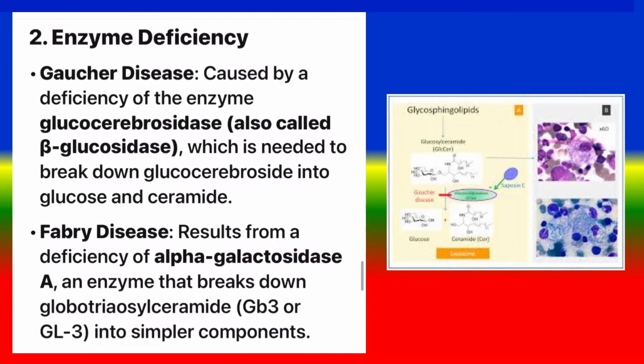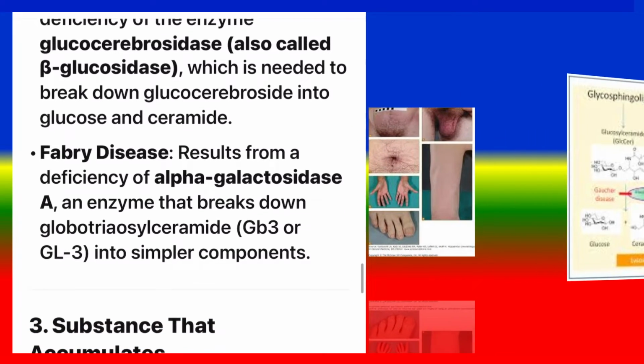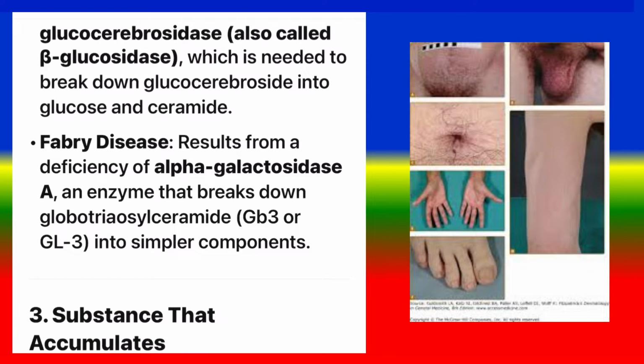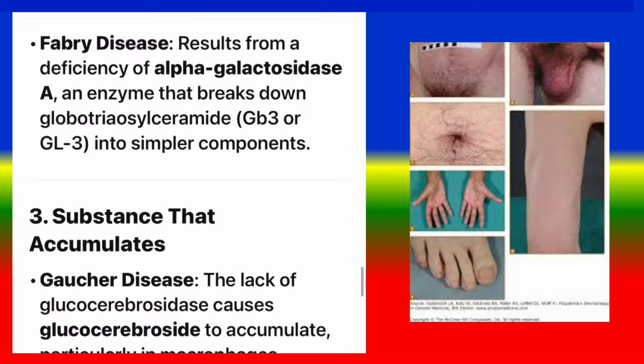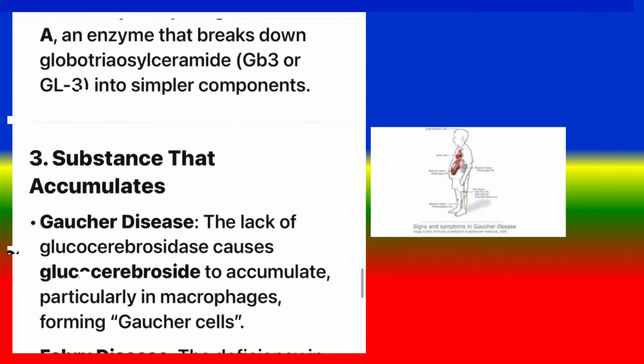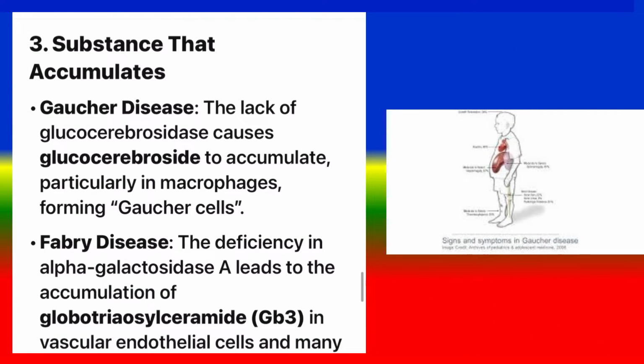2. Enzyme deficiency. Gaucher disease is caused by a deficiency of the enzyme glucocerebrosidase, which is needed to break down glucocerebroside into glucose and ceramide. Fabry disease results from a deficiency of alpha-galactosidase A, an enzyme that breaks down globotriaosylceramide, GB3 or GL3, into simpler components. 3. Substance that accumulates.